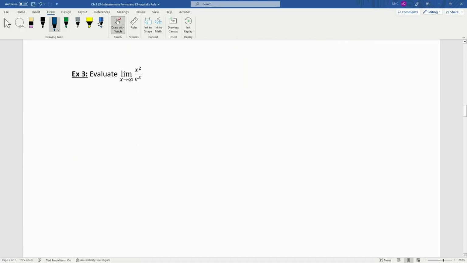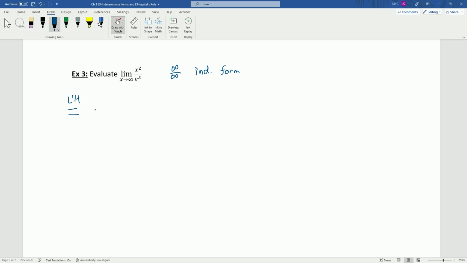Okay, here we've got the limit as x goes to infinity of x squared over e to the x. So we check this, and x squared is approaching infinity. e to the x approaches infinity when x goes to infinity. So this is infinity over infinity indeterminate form.